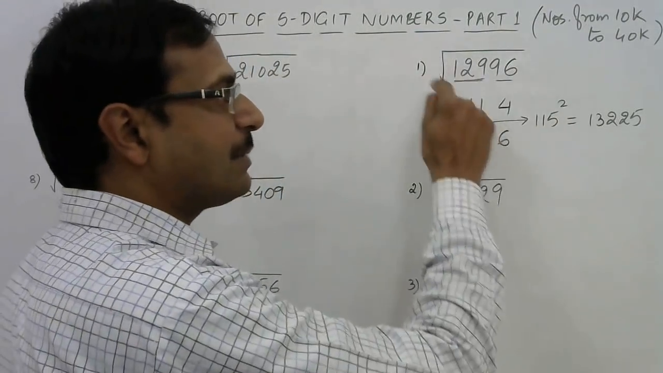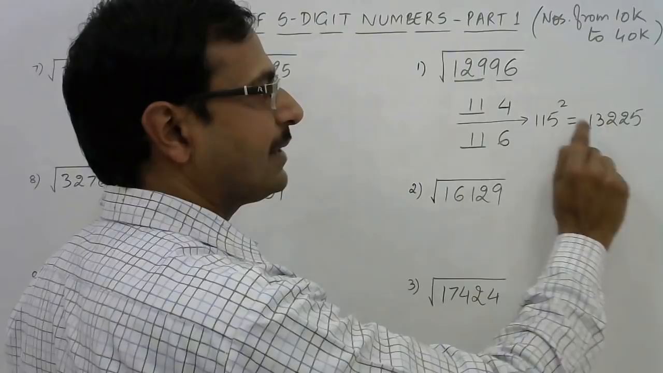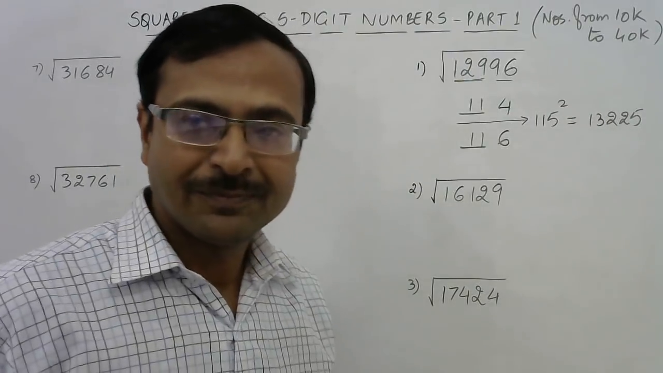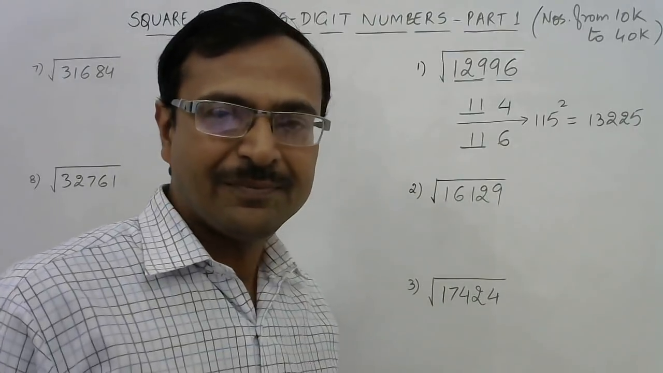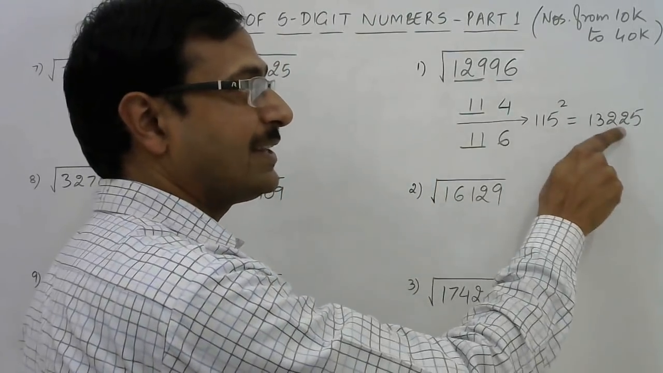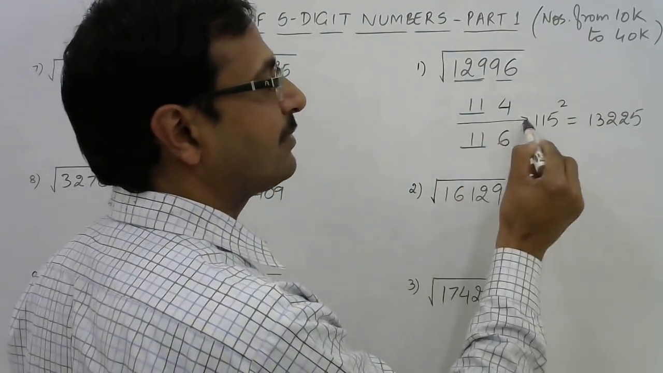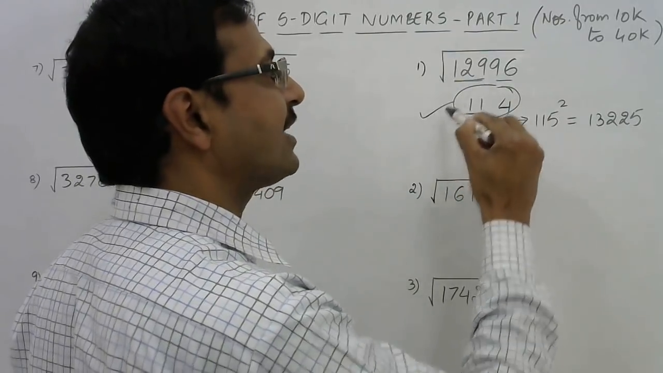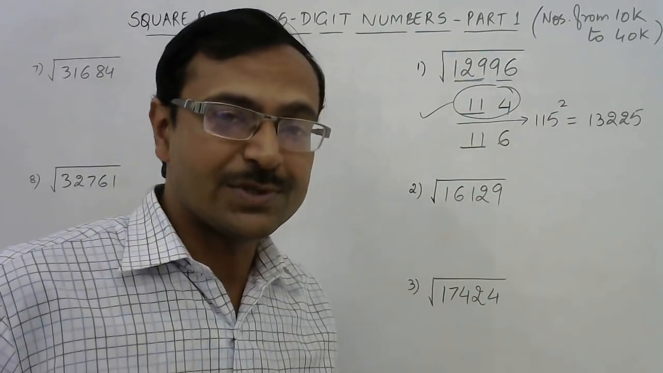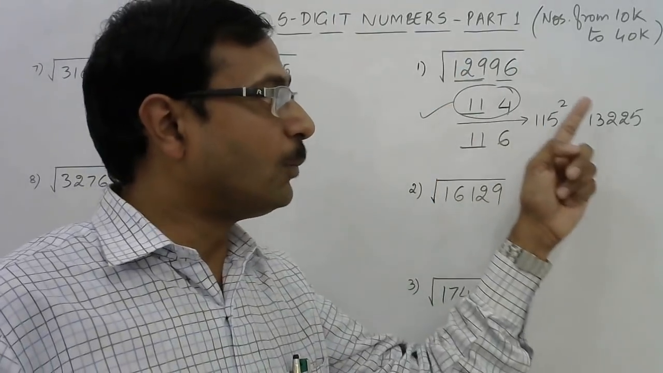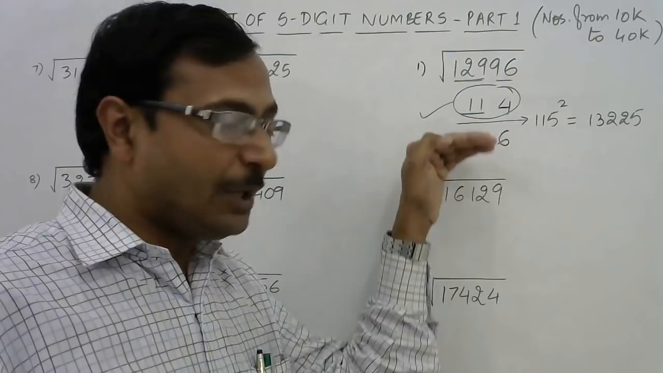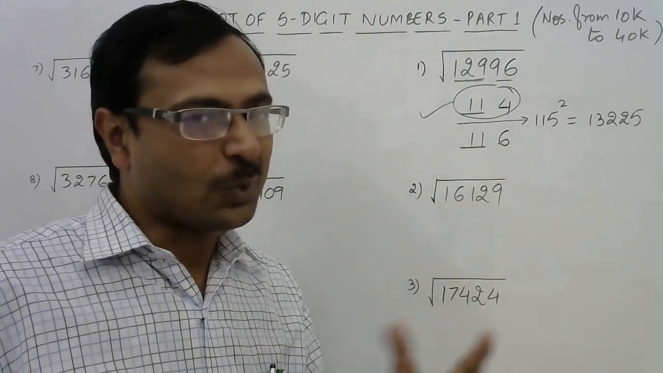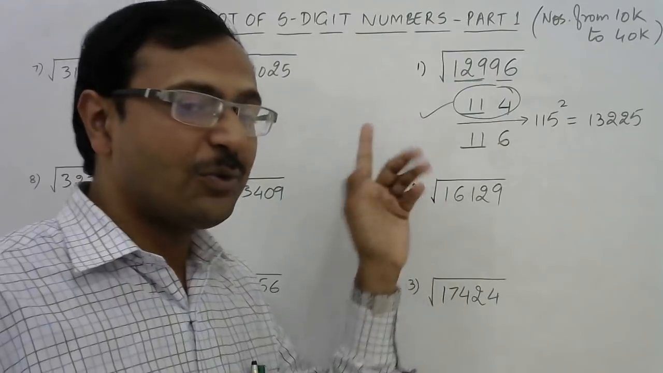Just observe this number 12996 and this number 13225. This number is smaller than 13225, and if this number is smaller than this, our answer is above this arrow. So 114 is our answer. Suppose this number would have been more than 13225, then our answer would have been below the arrow. So only one possible answer, 114.